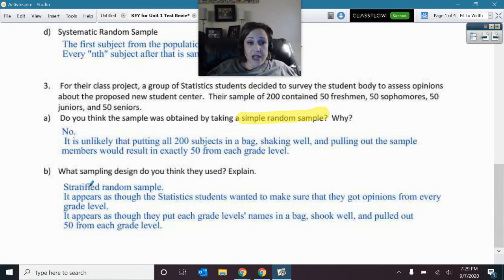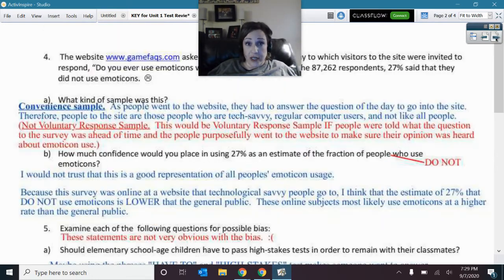Now, it's probably stratified. They probably put all the freshmen in a bag, shake well, pulled out 50 of them. All the sophomores, shake well, pulled out 50 of them, because they got 50 in each grade level.